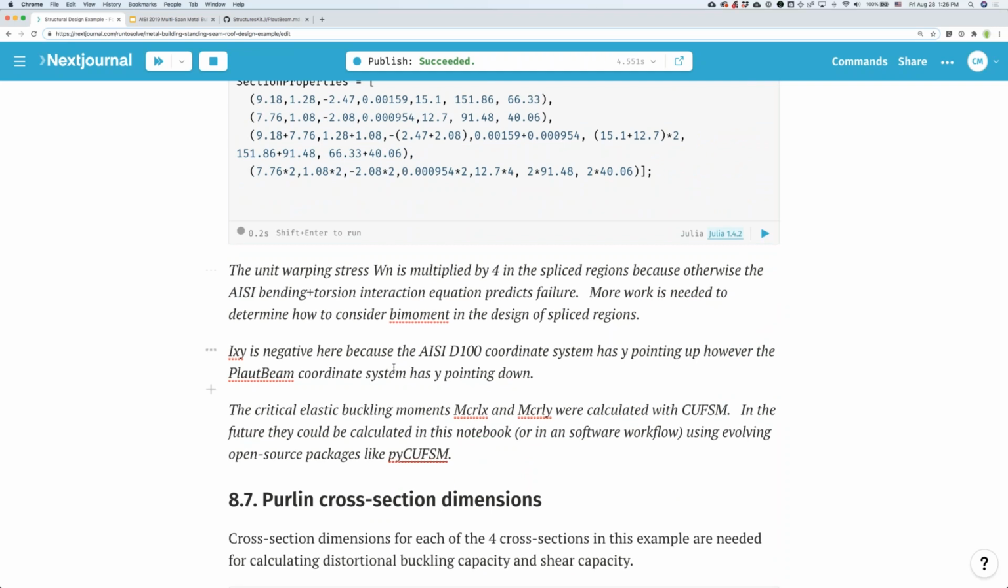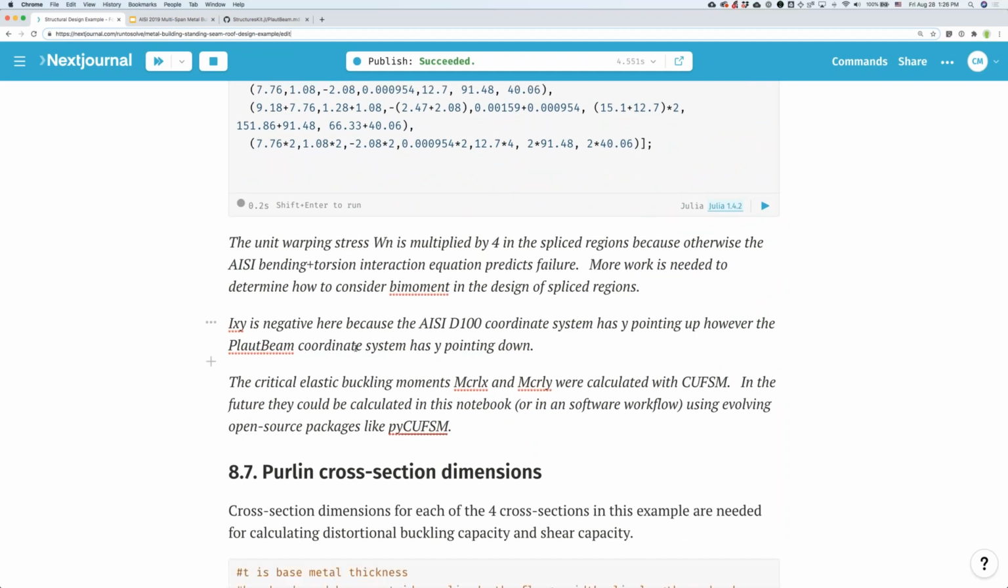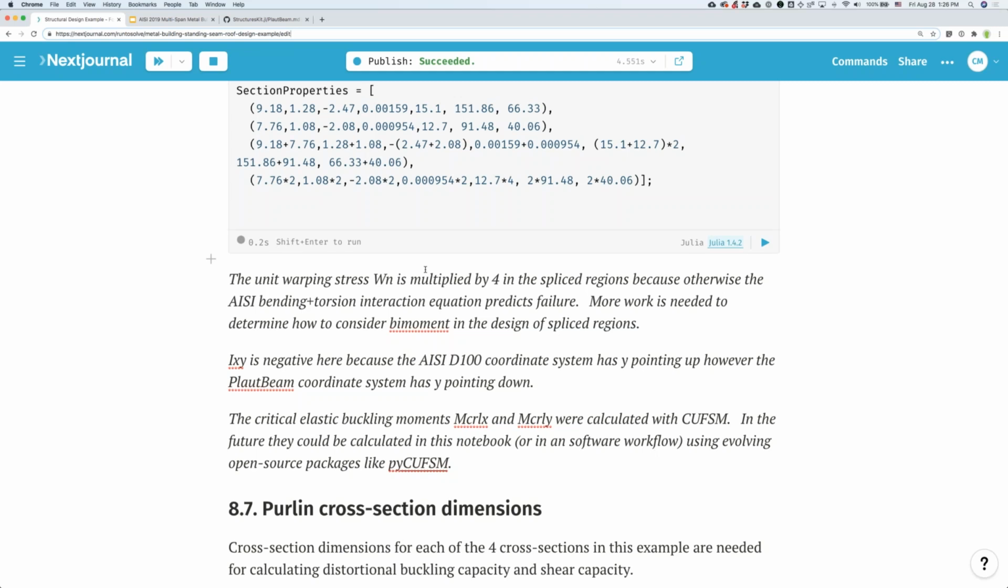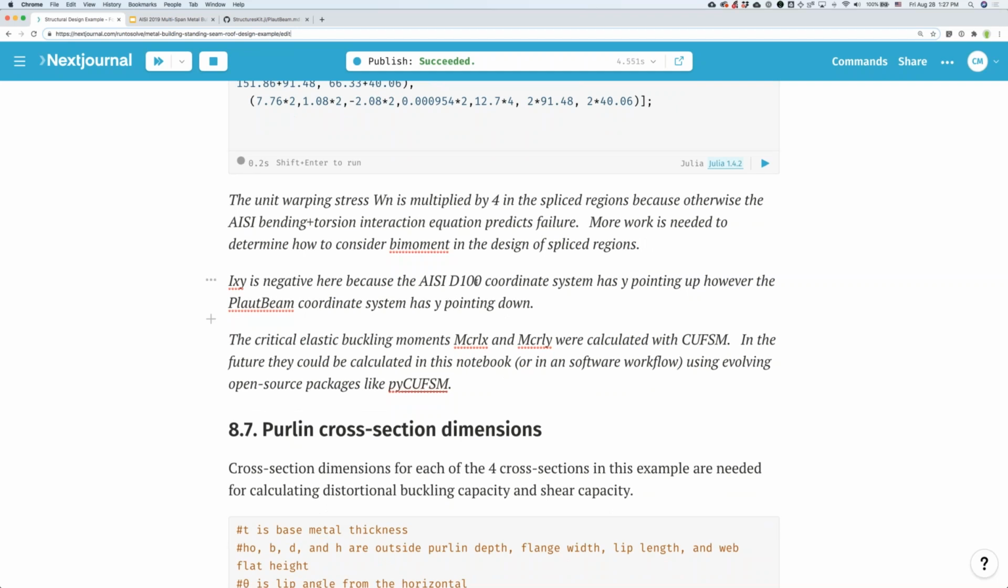I've included some notes down here because there's a couple tricky things. I won't get too much into this, but there's some tricky things that we'll see later, like that the current AISI interaction equations, the ones that have been talked about in recent meetings, are maybe conservative, maybe not. And I've multiplied omega n by 4 here because honestly the results were not making sense. So I'll talk more about that later.